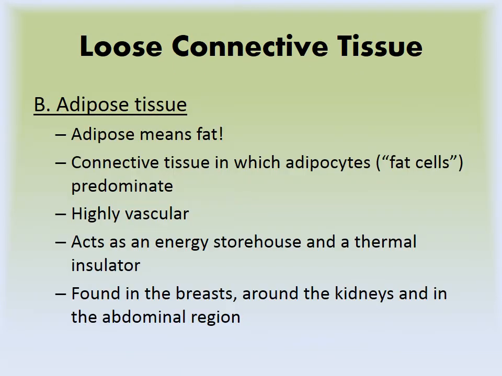So the second type of loose connective tissue is going to be adipose tissue. Adipose literally means fat. So it's connective tissue in which adipocytes, so fat cells, predominate. It is highly vascular, which means that there's going to be blood vessels supplying blood to this type of tissue. It acts as an energy storehouse and also a thermal insulator. I don't think that should come as a surprise to anybody. Most people understand that fat provides us with the energy that we need to go about our day. And a thermal insulator, I think everybody can probably think of a really good example where that is very important.